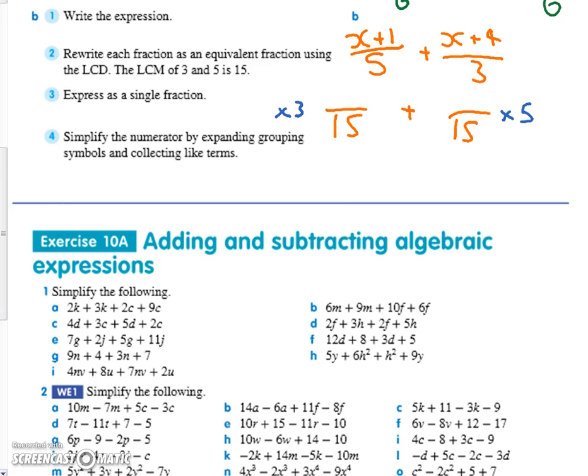So everyone, I'm going to write this. You've got to now do the times 3. I don't know why I wrote it there, that was silly of me. I did it up here. Times 3, times 5.